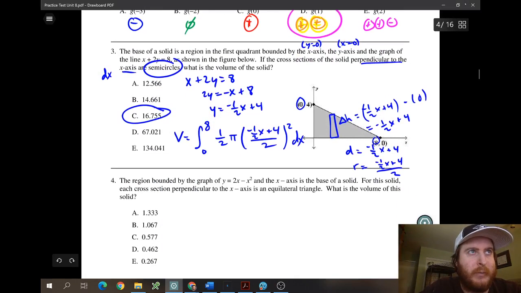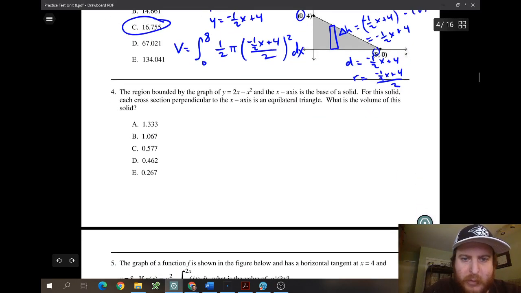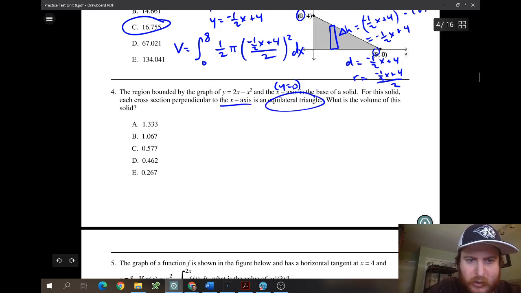All right, next up, we're going to have the region bounded by the graph of y equals 2x minus x squared. The x-axis, which I like to write as y equals 0, is the base of a solid. Each section perpendicular to the x-axis is an equilateral triangle. So the area of an equilateral triangle is kind of that weird one, right? The square root of 3 over 4 times side squared.